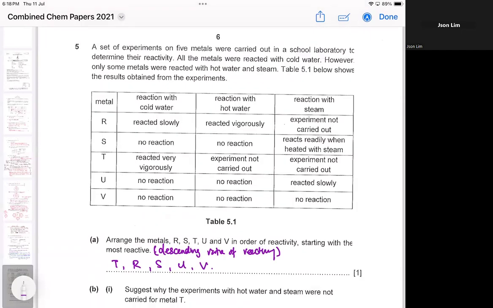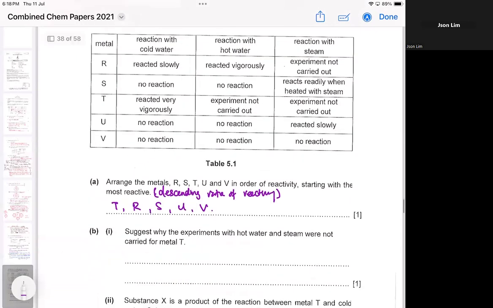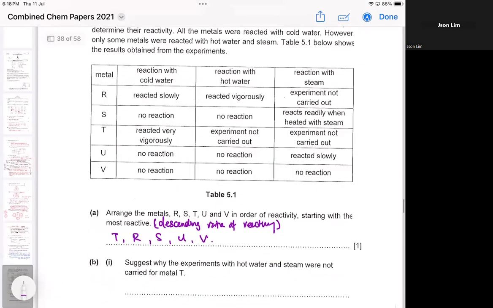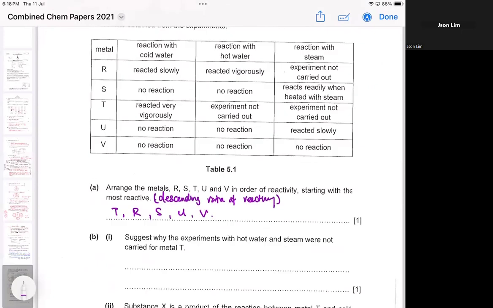Okay, let's look at B1. It says hot water and steam not carried out because you see that with cold water, it is already very vigorous. So it's something that is so reactive with cold water. If you put it into steam or into hot water, the reaction is going to be even more vigorous. So it's not just vigorous, it's possibly dangerous to conduct that reaction. So we do not want to do it for safety reasons.